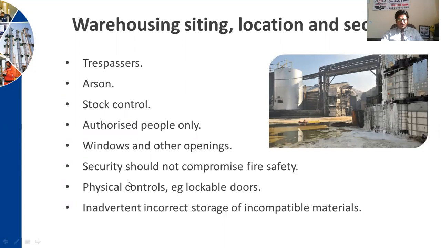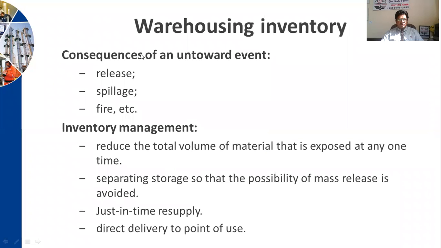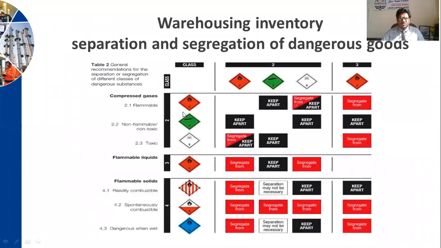Security should not compromise fire safety: physical control, lockable doors, inadvertent incorrect storage of incompatible materials, consequences of an untoward event. That means release, spillage and fire. Inventory management: reduce the total volume of the material that is exposed at any one time, separating stores so that the possibility of mass release is avoided. Just-in-time resupply and direct delivery to the market. These are some of the better points to understand with the warehouse.